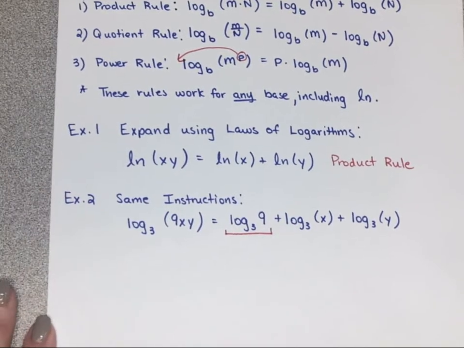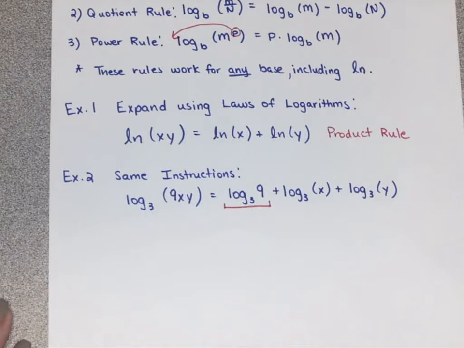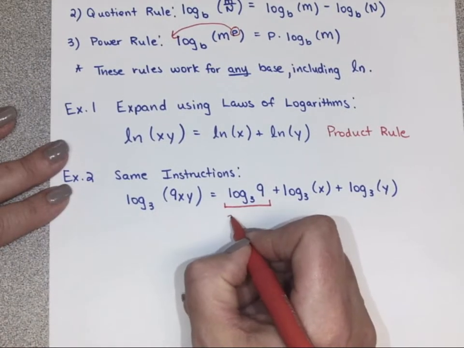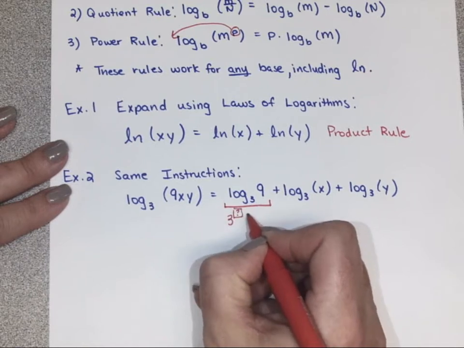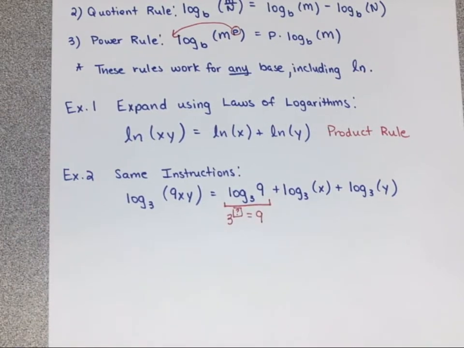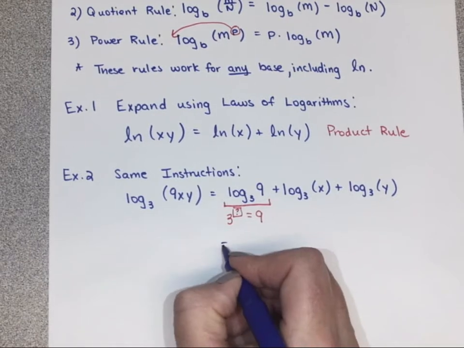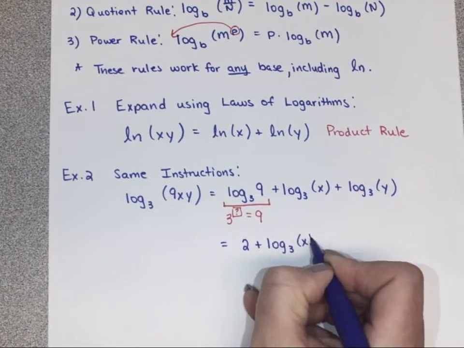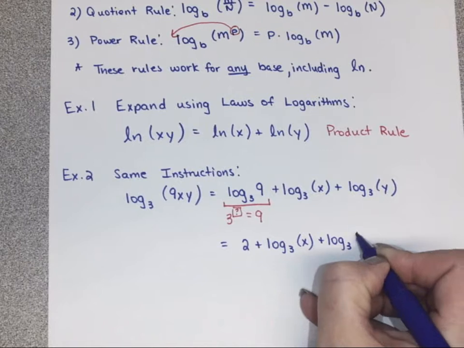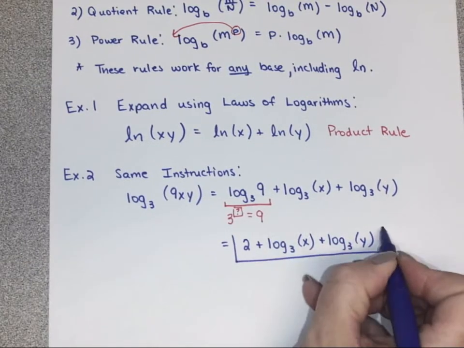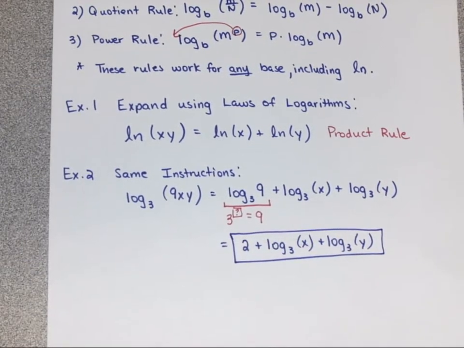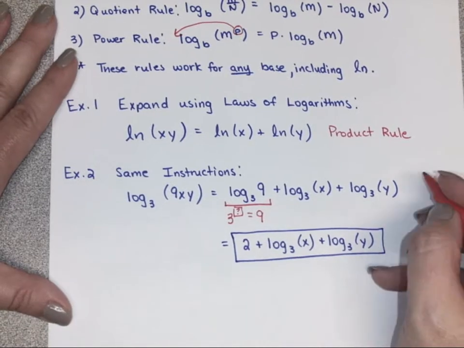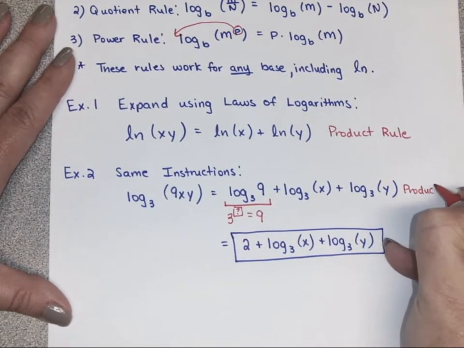Anything with a number in it, you need to try to evaluate it if you can. So what is this really saying? This is saying, what do I need to raise 3 to the power of to give me 9? And there's a clear answer there, right? What would I raise 3 to the power of that would give me 9? 2. Okay, so this just becomes 2 plus the log base 3 of x plus the log base 3 of y. Notice my goal was to expand the expression, and I've done that, right? I've written them each as their own piece. And again, by the way, this was the product rule.